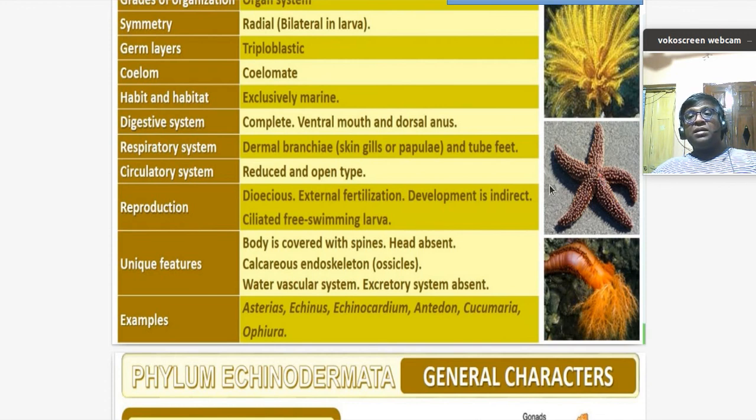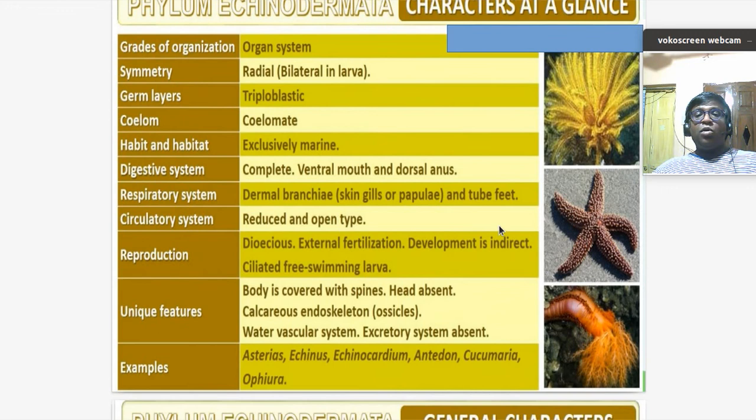Development is indirect. So they have larval stages. From larvae, they form the adult. They have a ciliated free swimming larva that you have to write during examination. So the unique features are that the body is covered with spines. The head is absent. They have a calcareous endoskeleton of ossicles on the body.